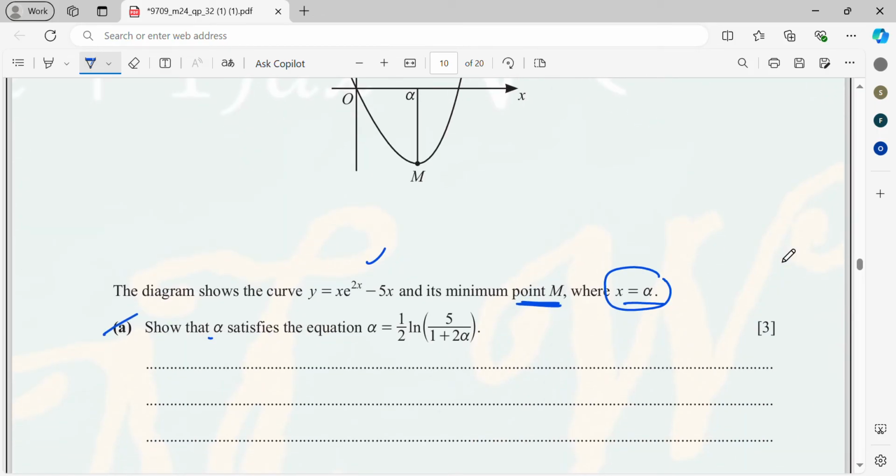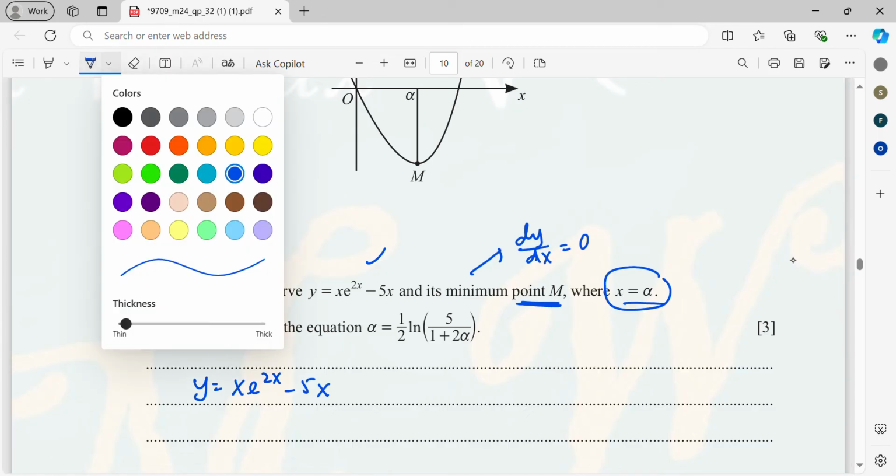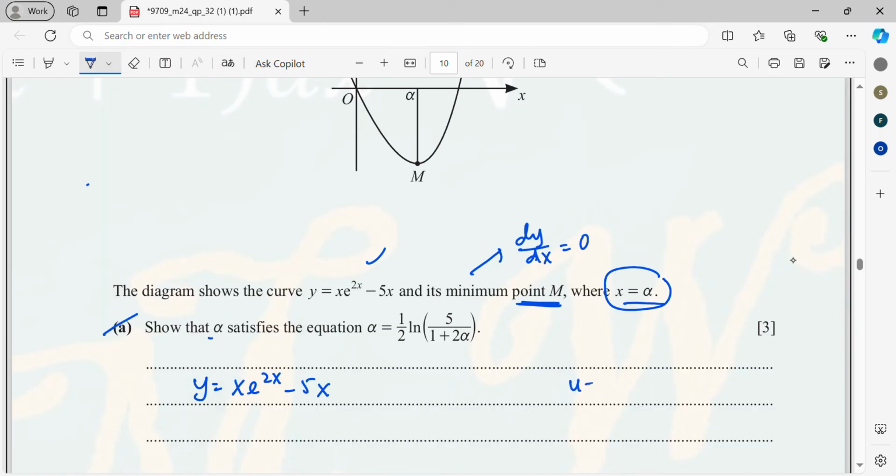A minimum point means we must get the turning point or stationary point, which means dy/dx equals 0. So now I will write y equals x e^(2x) minus 5x. Again, the first term needs the product rule. So I will write u equals x, v is e^(2x). So u prime is 1, v prime is 2e^(2x). Now the product rule, d/dx of uv, is uv prime plus vu prime.